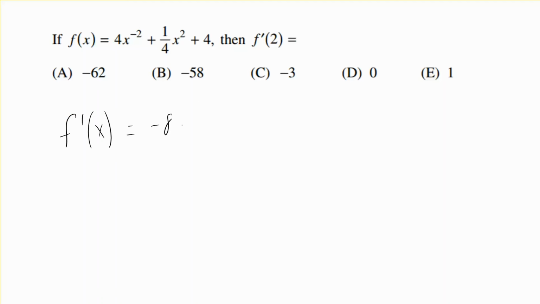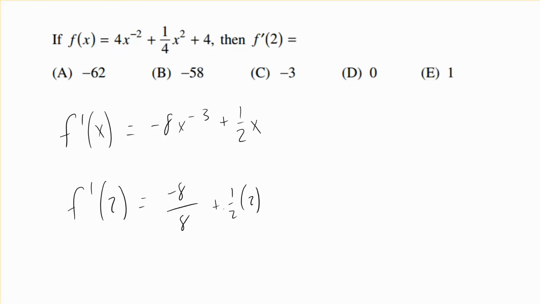Negative 2 times 4. 2 times 1/4 is 1/2, and then that 4 is just going to be a 0. So then we can plug our 2 in. Negative 8, 2 to the negative 3 is actually 1 over 8, plus 1/2 times 2. That's convenient. So I'm going to have negative 1 plus 1. Looks like I've got 0.